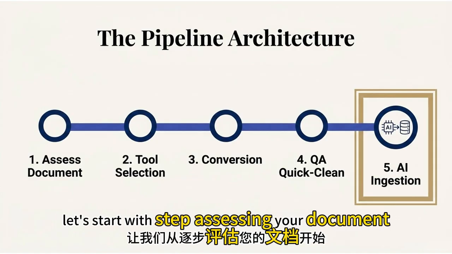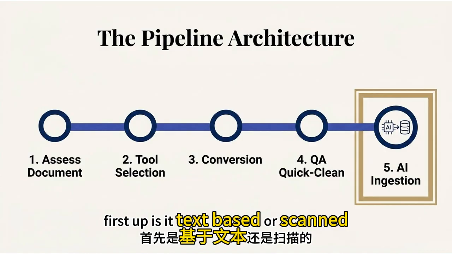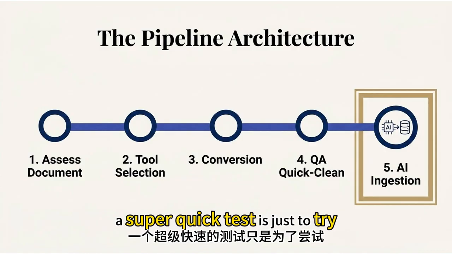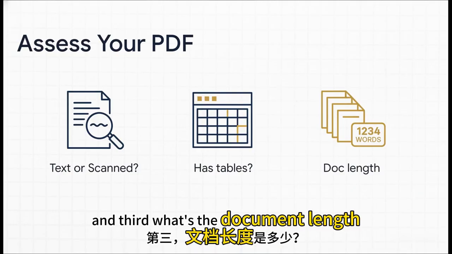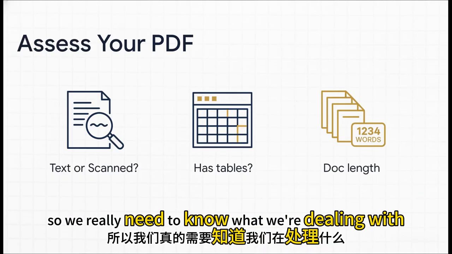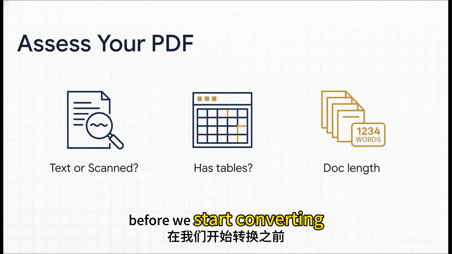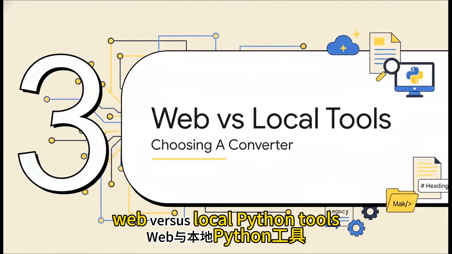Let's start with Step 1, assessing your document. Remember, not all PDFs are created equal. First up, is it text-based or scanned? A super quick test is just to try highlighting the text with your cursor. Next, does it have complex data tables? And third, what's the document length? NotebookLM has a 500,000-word limit per source, so we really need to know what we're dealing with before we start converting.